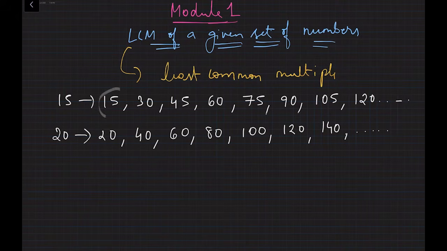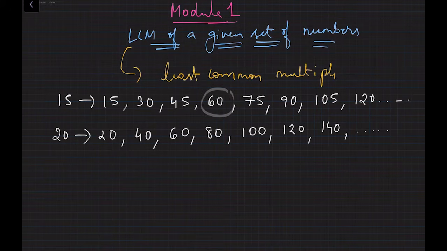So these are some of the multiples of the number 15 and these are some of the multiples of the number 20. Now let us identify the common multiples of 15 and 20. Now this number 15 is a multiple of 15 but it is not a multiple of 20. Therefore 15 is not a common multiple. Next we'll go to 30. 30 is a multiple of 15 but it is not a multiple of 20. Therefore it is not a common multiple. Next, 45 is a multiple of 15 but not 20.